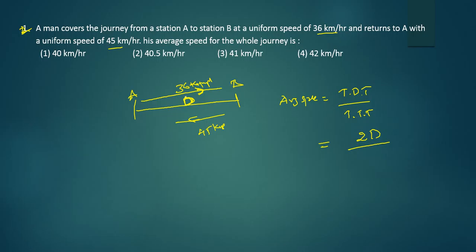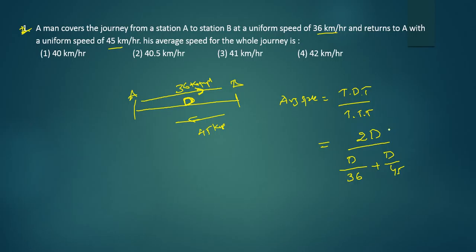36 km per hour. It means the time taken while traveling from A to B is nothing but distance by speed. So d by 36. Similarly, while returning to A, the speed is 45. Simply distance by speed. Now this is a very important model question.